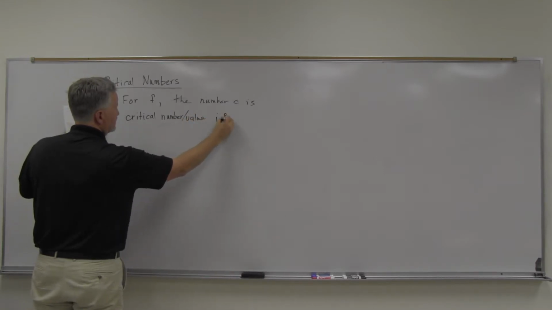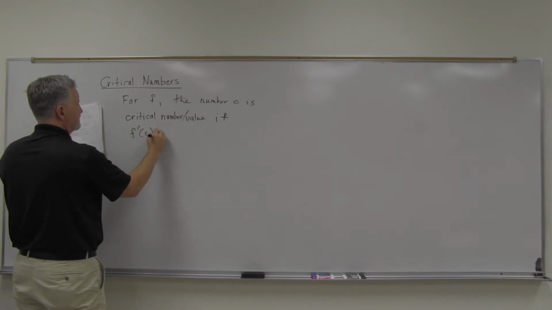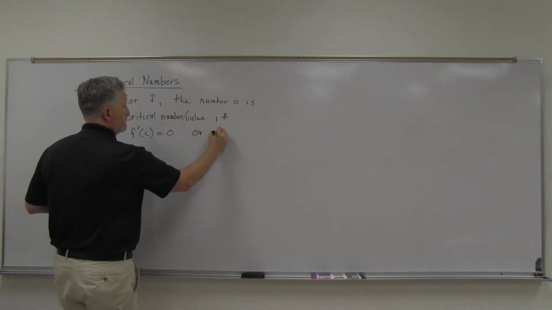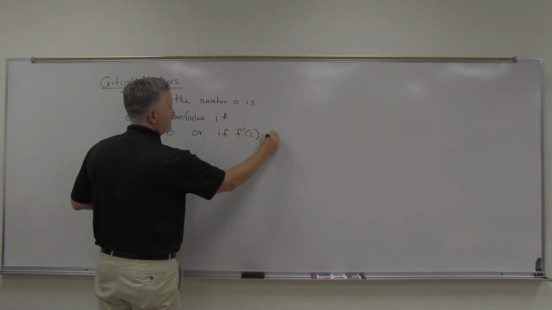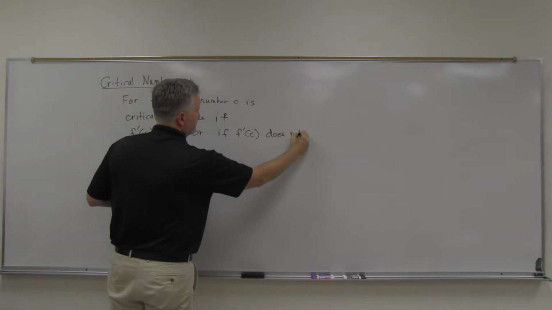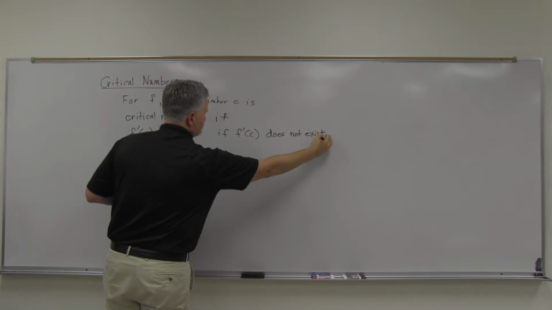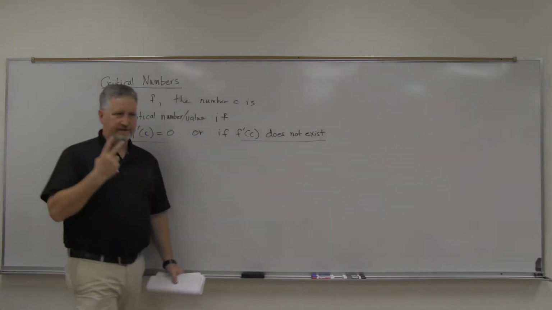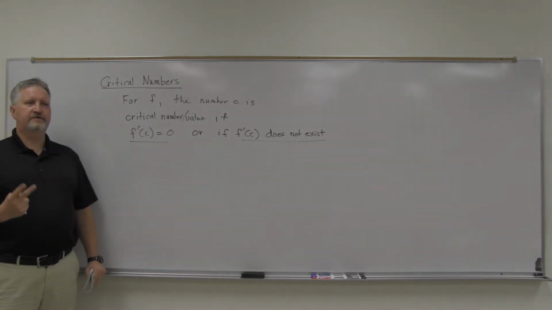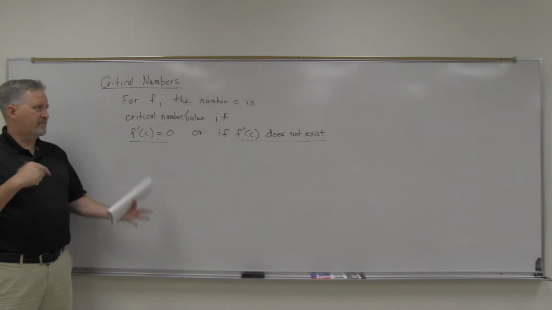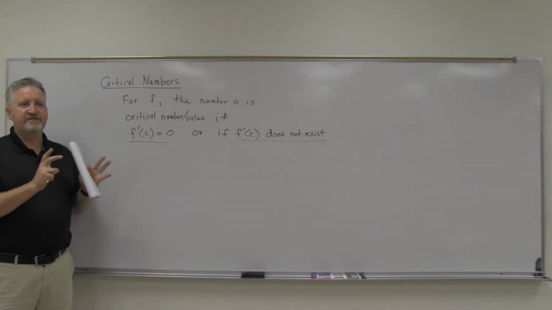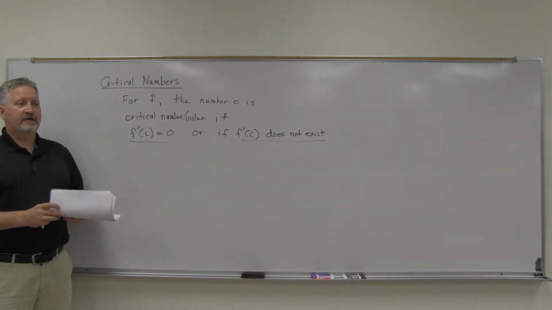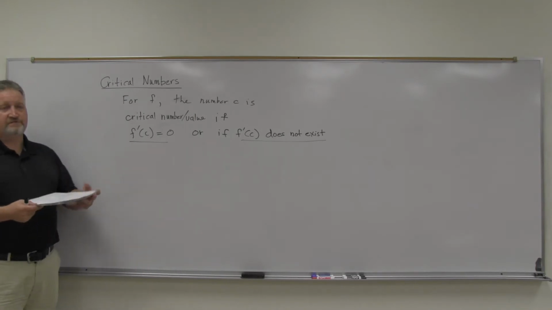If f prime of c equals 0, or if f prime of c does not exist. So it's two things. When you're finding the critical numbers for a function, you're finding two things. Sometimes it may be just one of them, but potentially it could be both of these things to be a critical number. And so that's our next step here, let's find some critical numbers, all right?